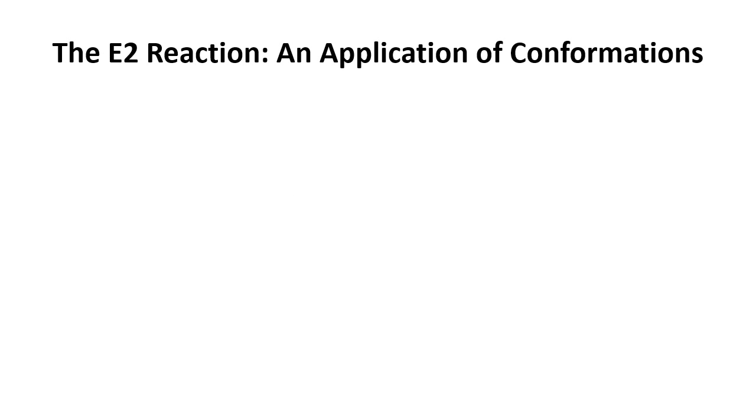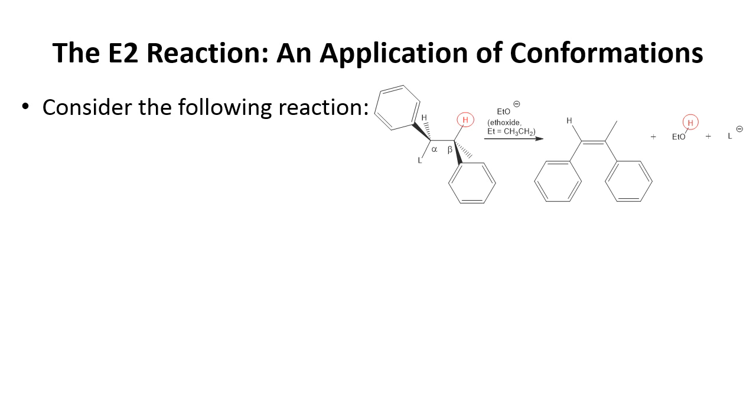The E2 reaction, an application of conformations. Consider the following reaction. We have EtO-, where Et is CH3CH2 or ethyl, and that whole thing is known as ethoxide. That's pulling off a proton, which is shown in red and circled, to form ethanol. You also obtain an alkene and a species L-.